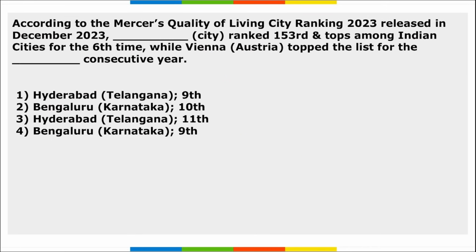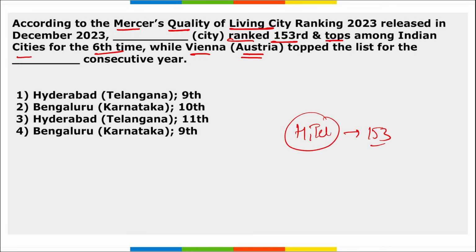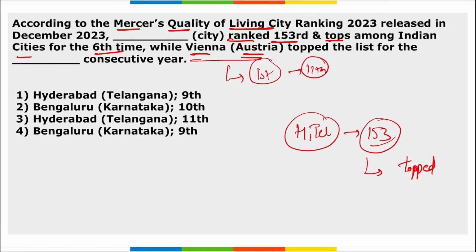Next, according to the Mercer's Quality of Living City Ranking 2023, dash city ranked 153rd and has topped among the Indian cities for the 6th time, whereas Vienna, Austria secured the top position for the dash consecutive year. So Hyderabad, Telangana, right, it secured 153rd position globally and has topped among the Indian cities, whereas Vienna, Austria, it secured the first position globally, and this is for the 11th time they have secured the top position globally. So right option here becomes option 3.